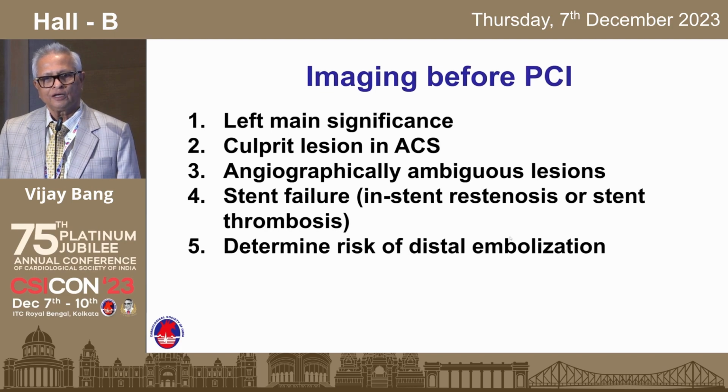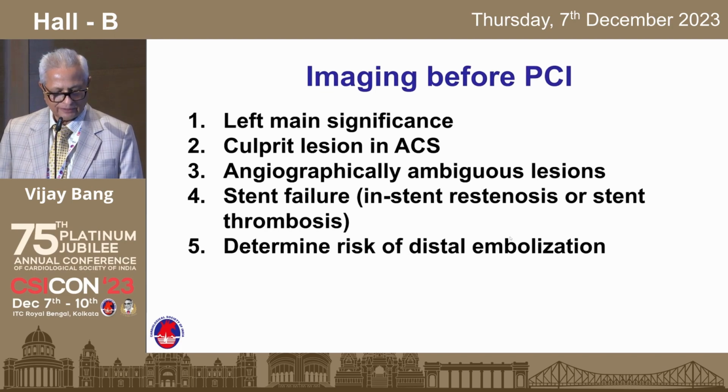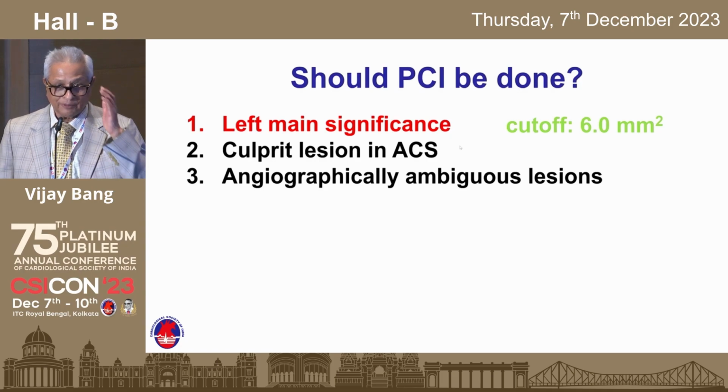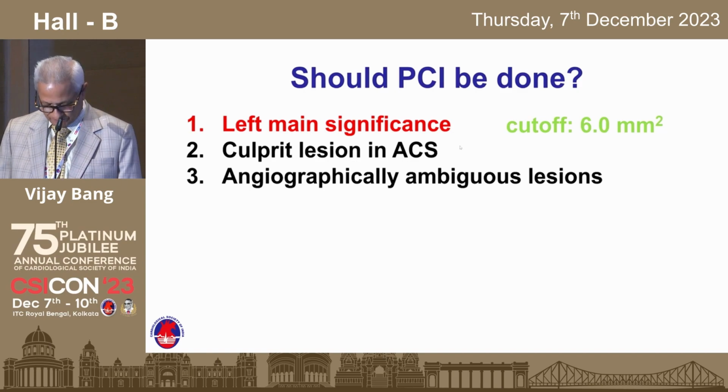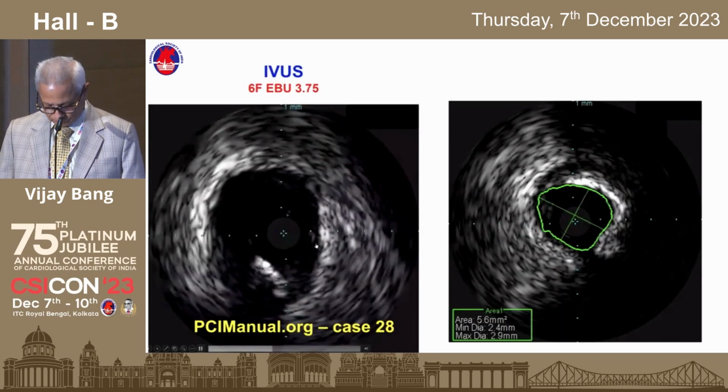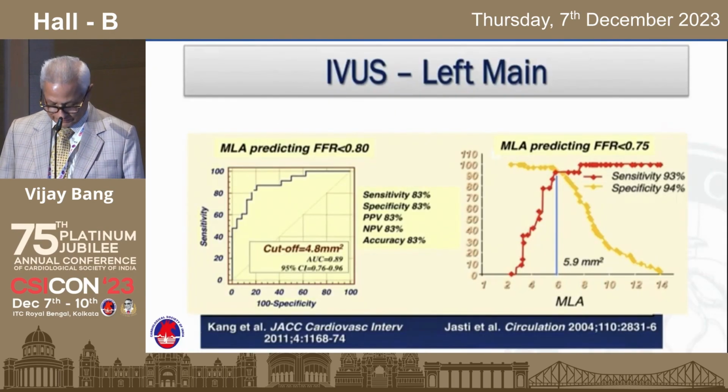If there is a lot of lipid core, then of course distal embolization will be another issue. Coming to the significance of the left main, sometimes the left main is not looking critical, and we can assess its significance with IVUS or imaging, only for the left main, not for other epicardial arteries, as it correlates well with the FFR values. Once the minimal lumen area is less than 6 millimeters squared, it is critical, and it correlates with the FFR value.